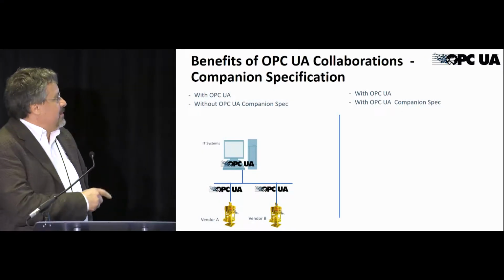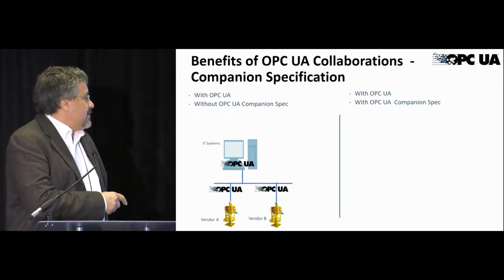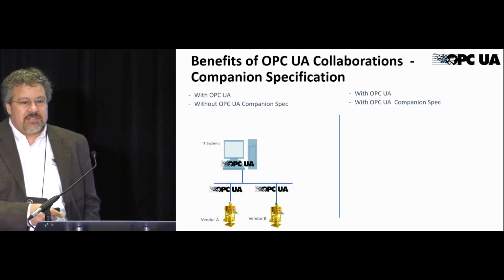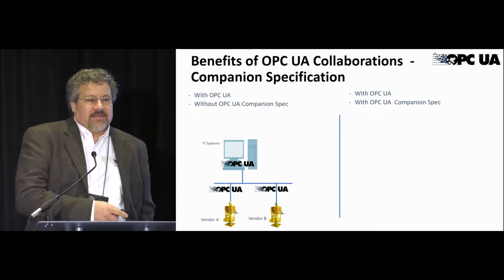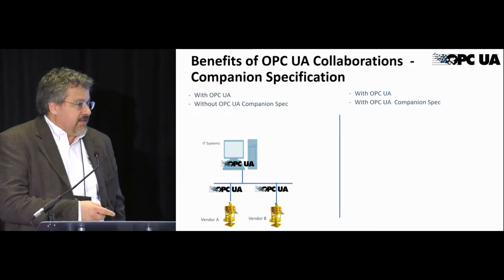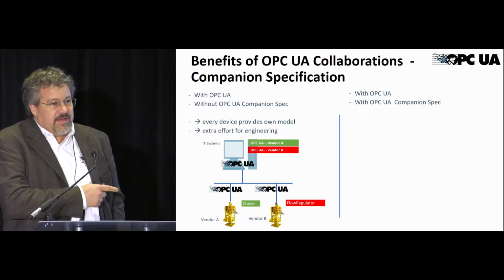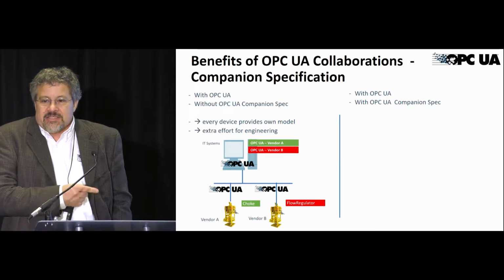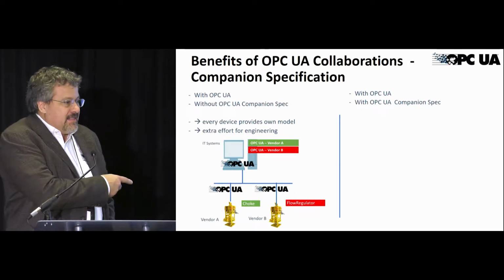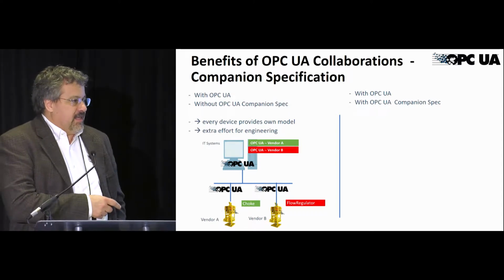Let me give you a little primer on companion specs and collaborations, and why you do that instead of just generating models. Everybody can build a model. It's easy to build a model for your system. But why would you want a companion spec? You have two vendors that talk to the same device. They each generate a model. The model has different names for things, different ways to look at things.